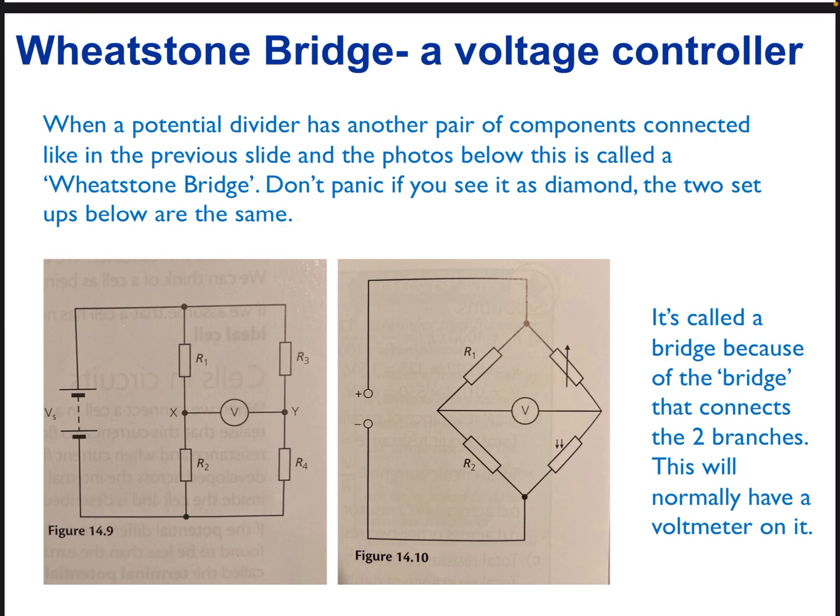The one on the right is exactly the same as the one on the left. It's drawn in a slightly different way because they've made it into a diamond shape, but it is the same. So don't panic if you see it written like that. It is just exactly the same as the one on the left. It's called a bridge because you've got this bridge that connects the 2 branches, and that will normally have a voltmeter on it.